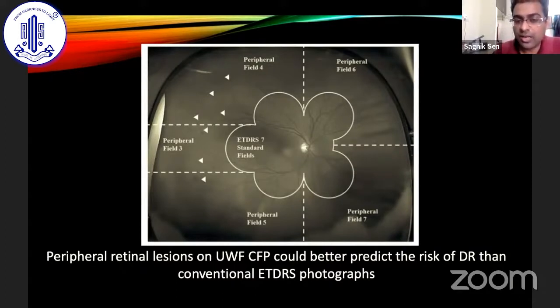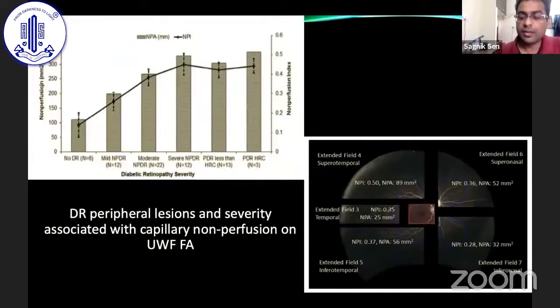As you know, the conventional treatment strategy for PDR is panretinal photocoagulation, and for diabetic macular edema, it has been anti-VEGF. But nowadays, we are getting a lot of studies which have started evaluating anti-VEGFs for DR itself. These are some of the later studies from Beetham Eye Institute, Joslin. They started evaluating more peripheral retinal lesions on ultra-wide field color fundus photographs like Optos. And they said that peripheral retinal lesions could better predict the risk of DR than conventional ETDRS photographs.